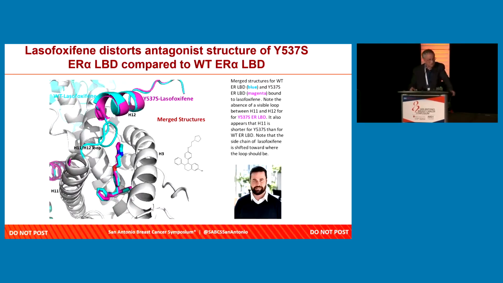So Sean Fanning, who I just mentioned a minute ago in my lab, was able to solve the structure of lasofoxifene bound to the Y537S mutant receptor and compared it to the wild type. And what he noticed is that in magenta here, the side chain of raloxifene actually bumps into this loop between helix 11 right there and helix 12 and disrupts it. But this is for the Y537S mutant, not for the wild type receptor. So we think it actually destabilizes the Y537S receptor a little bit.